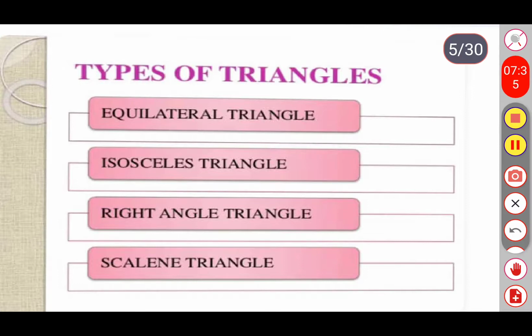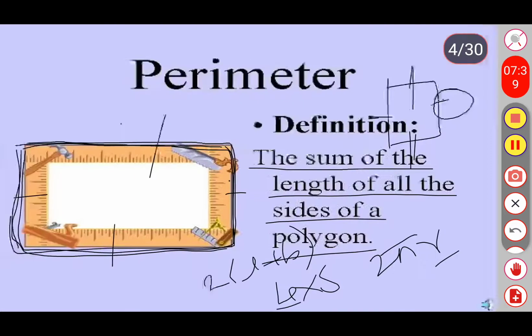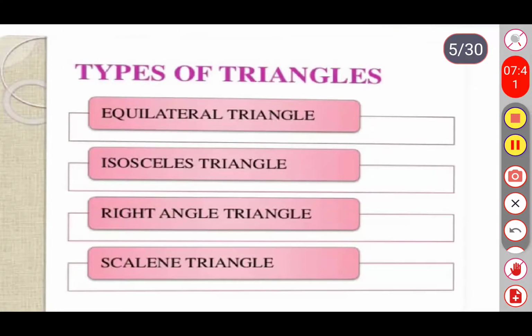So here some of the types of triangles are given. First one is the equilateral triangle. So equilateral triangle means what? In that triangle, all 3 sides are equal. In any triangle, if 3 sides are equal, that is an equilateral triangle.